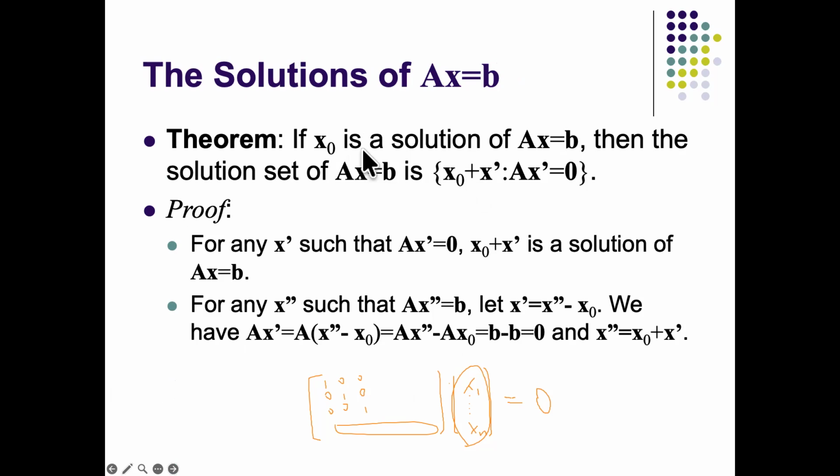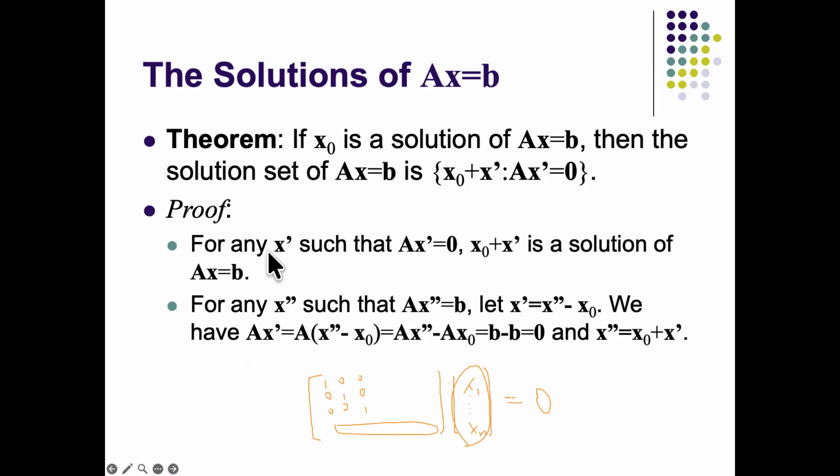So if X0 is a solution of AX equal to B, then the solution set of AX equal to B is X0 plus X prime, where AX prime equals 0. Here, X0 is a particular solution, one particular solution for this one. So this one is relatively easy to show.